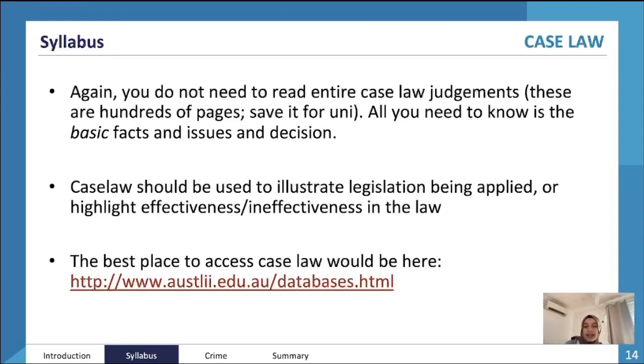Right, so that's an example. And again, you may be wondering where those terms are coming from. They're all coming from the syllabus. The best place to access case law, again, I've put in the link there.